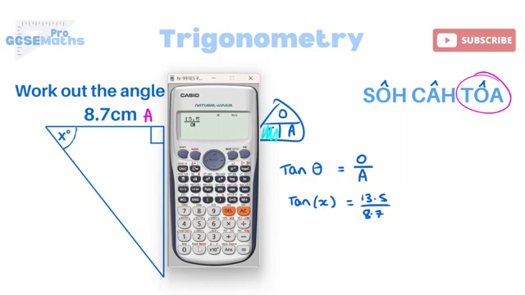13.5 over 8.7. Now, you're going to look at that and go, I'm not sure that's correct. Because think about it, this is why I want you to, and I mentioned it in the Pythagoras one as well.